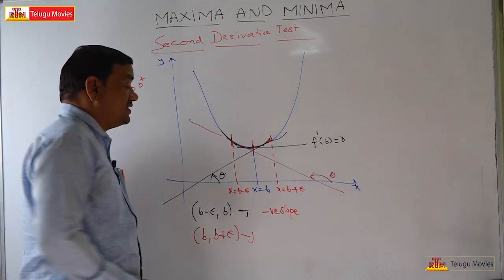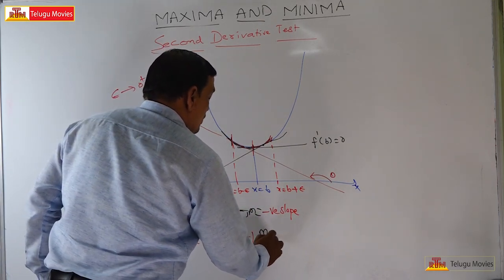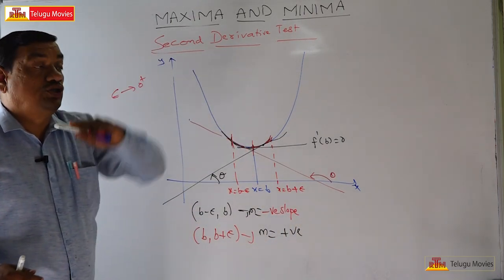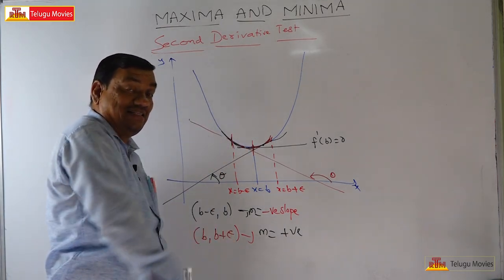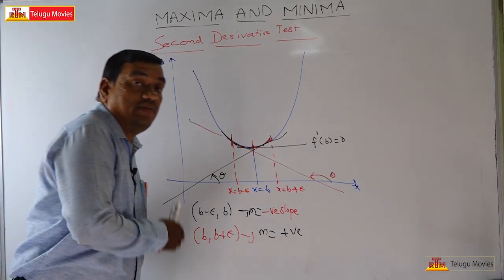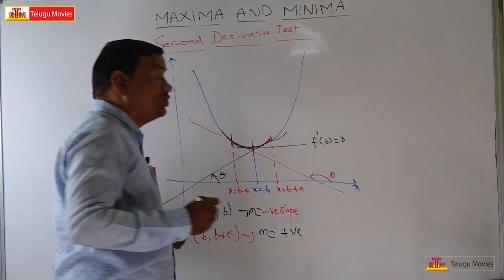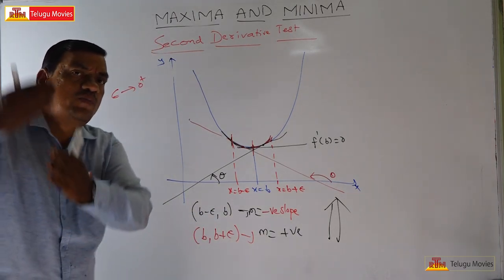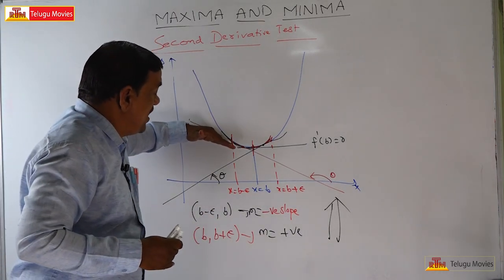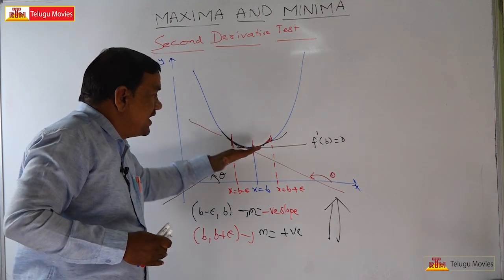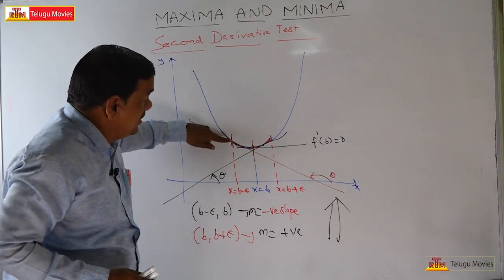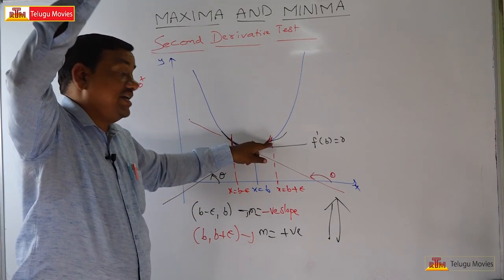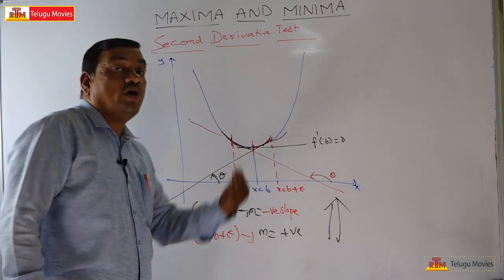Here, from b to b plus epsilon, the slope m value will be positive. That means the slopes of the tangents go from negative to positive. From negative values, to 0, again positive values, it is rising. Understand? So negative to positive means the slopes are increasing.